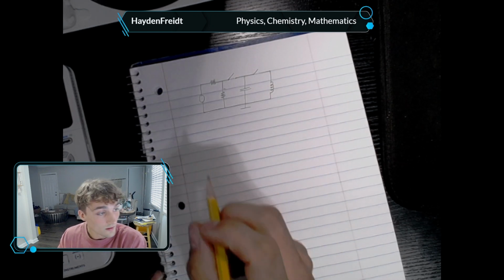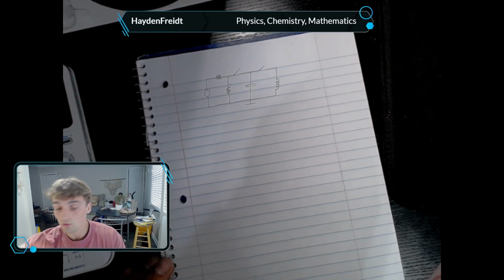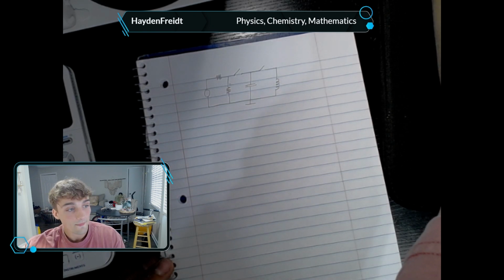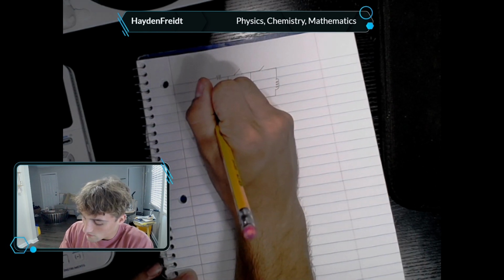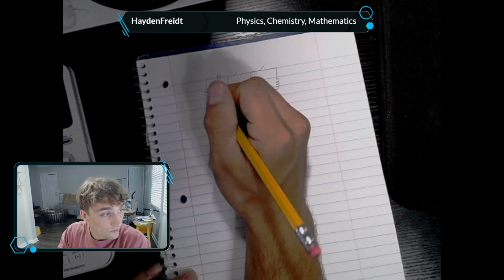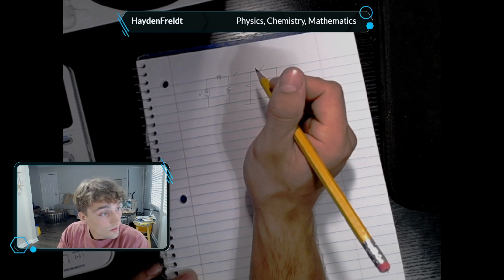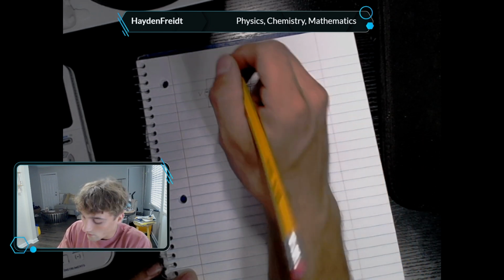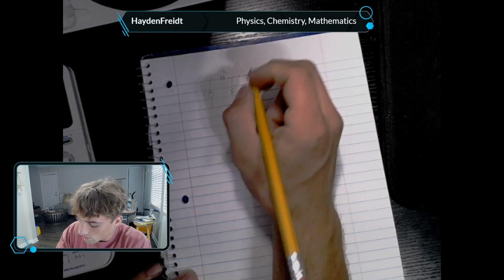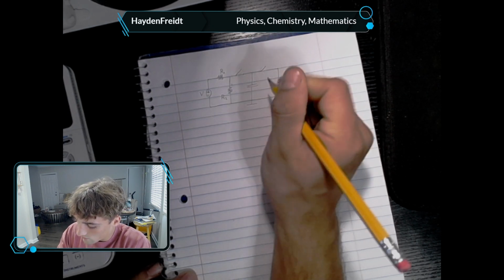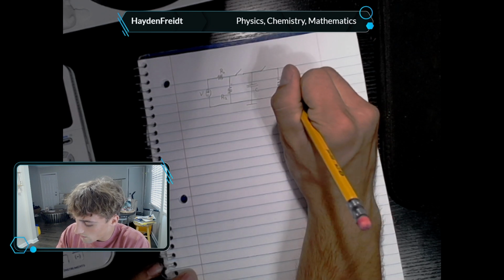Let me go ahead and give some parameters, some variables here. We're going to define our resistors. We have positive, negative. We're going to define this as just V. We have R1, R2, C, and L.